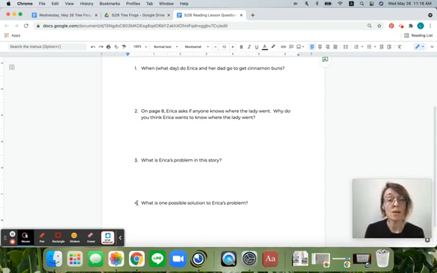And now that you have an idea of the problem, I want you to use your imagination. What is one possible solution to Erica's problem? How can she solve her problem and make it better? Write down your guess, and we'll see what happens the next time when we read the rest of the book.